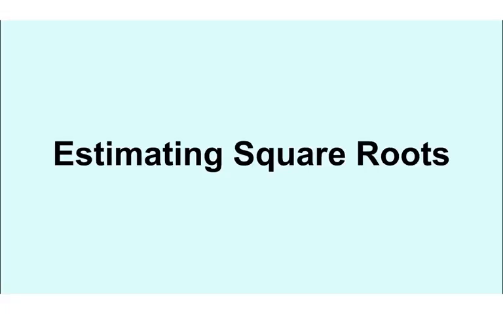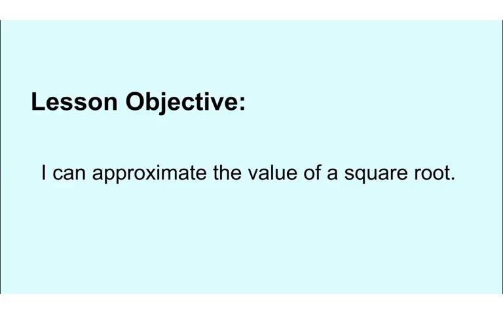Okay, in this video we're talking about estimating square roots. By the end of this lesson, the lesson objective is: I can approximate or estimate the value of a square root. In the previous lesson, we talked about perfect squares and their square roots. You're going to need to call on that information and remember it and know some perfect squares to be able to estimate a non-perfect square.